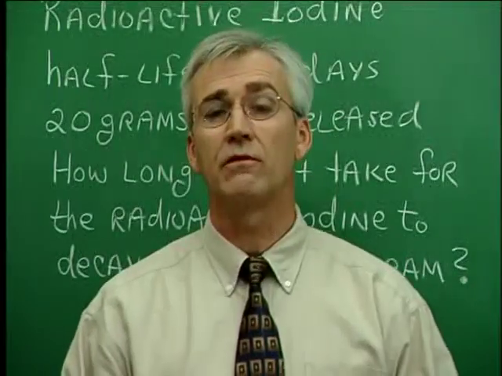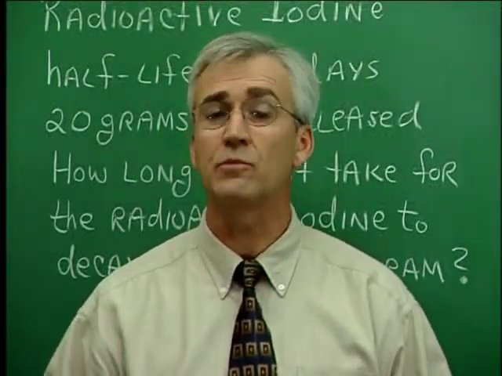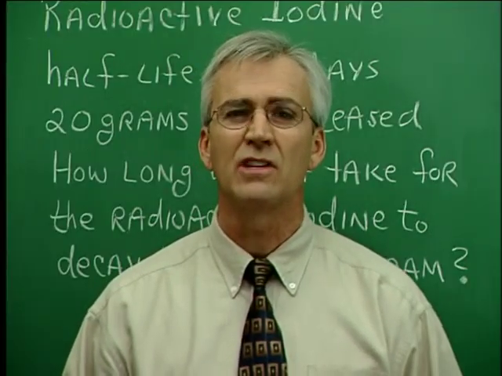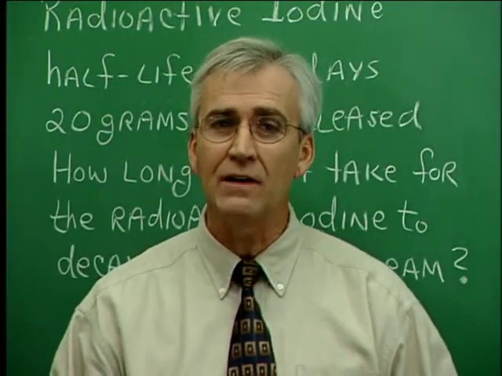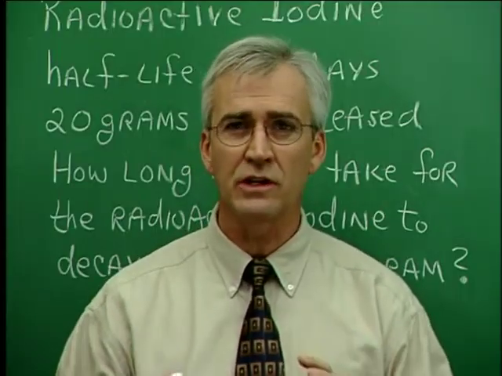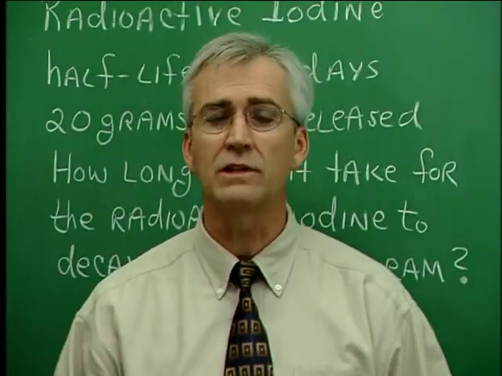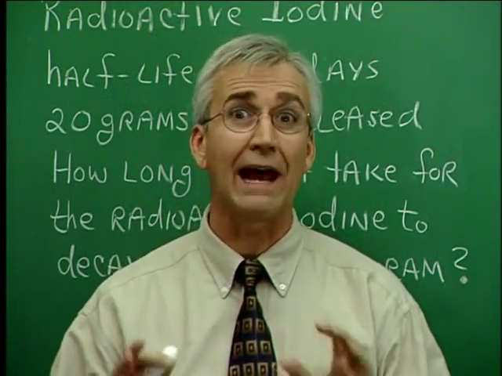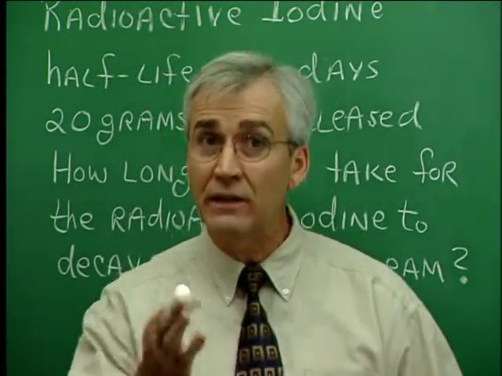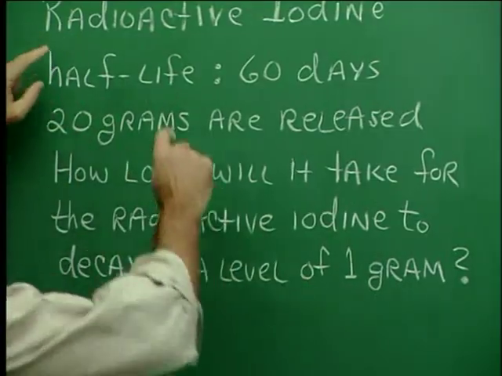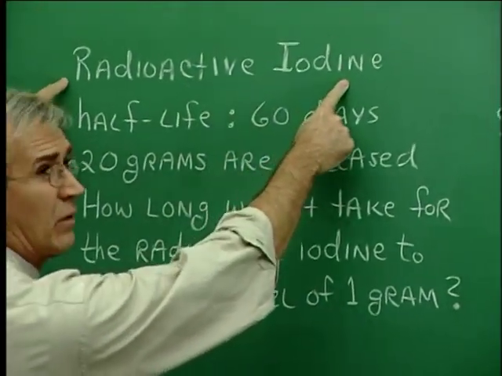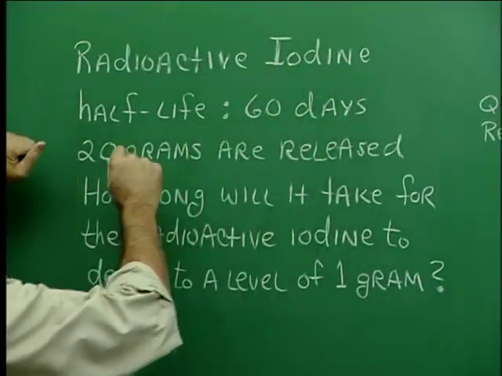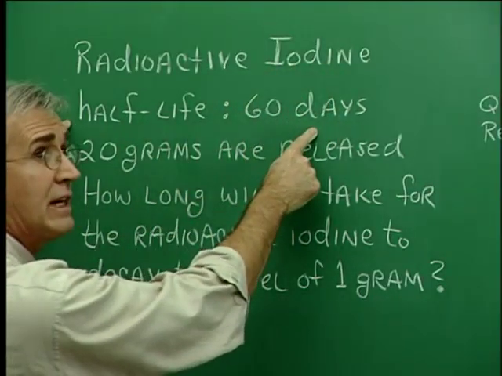Let's look at a problem involving exponential decay. This problem involves a substance which has a half-life. Substances having half-lives are substances that dissipate over time, and half of the substance dissipates over the half-life period. That is, in this problem we're talking about radioactive iodine, one of the byproducts of making nuclear energy. And the half-life period is only 60 days.